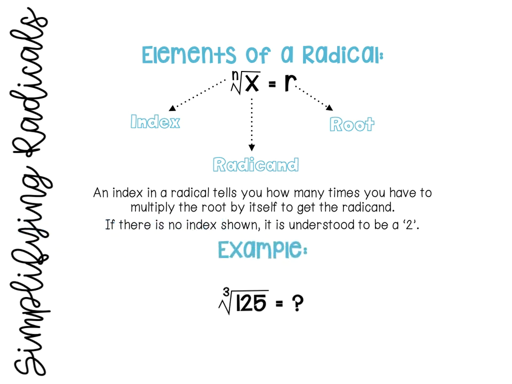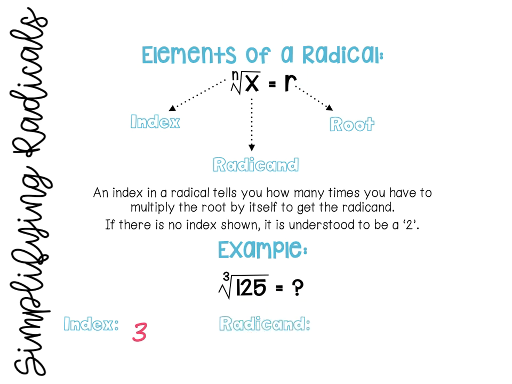Let's look at some examples. If I have the cube root of 125, what is my answer? Now, first I want to look at what the index is. Remember, the index is that little tiny number. So the index is going to be 3. Now, if I ask you what the radicand is, that's the piece underneath the radical, which is 125 in this example. So now we look at the root.